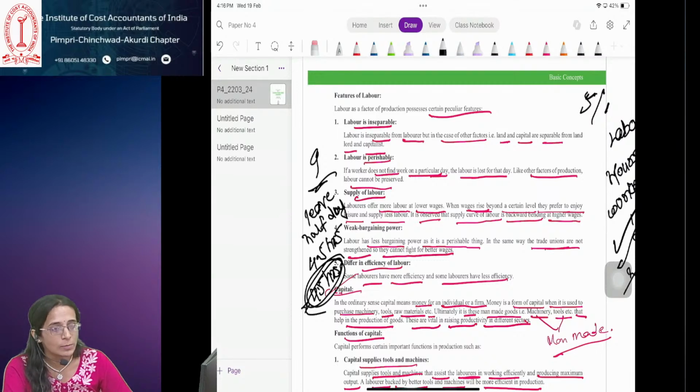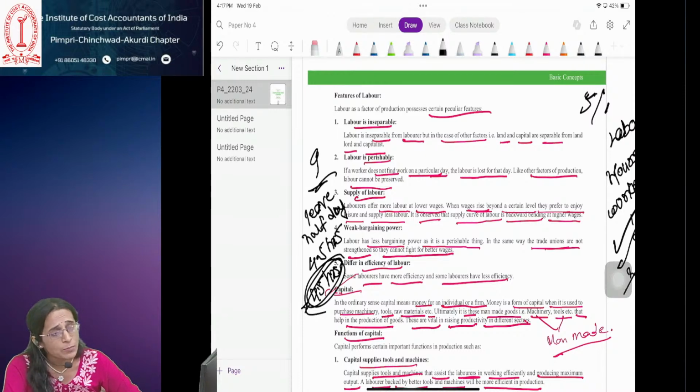Is it possible? Every person is different, your grasping power is different, his grasping power is different. You may grasp things quickly, he may not. You are good at accounting, he is good at costing. You are doing audit well, but he is doing costing well. So every laborer, every person is different and has some unique qualities. So the efficiency of every person is different, right?